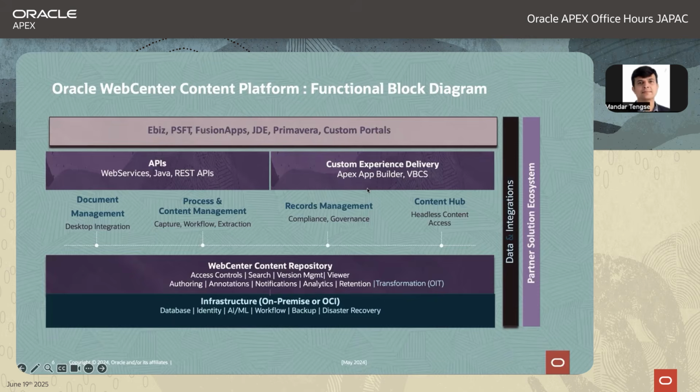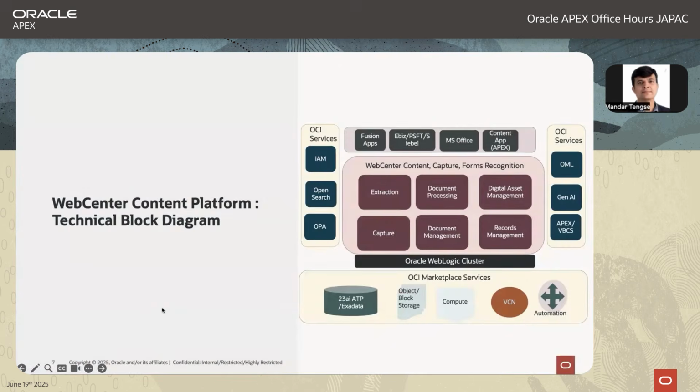But yeah, so this is, I would say, a very high level summary of why Web Center Content is used by enterprises. Now you must be wondering, why should I use it with Apex? Okay, let's go first a little more deeper into the block diagram and architecture of Web Center Content. What does it comprise of? So this is basically the block diagram on OCI, because that's where we are going to focus today.